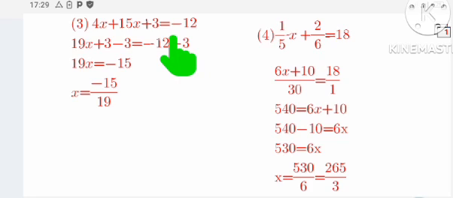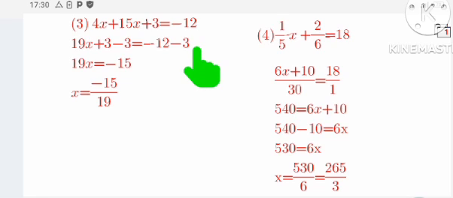Remember, the first thing we want to do is ensure that only the dependent variable is on the left-hand side, while every other thing is on the right-hand side. So, we are going to have 19x. By the time we add these two together, 4x plus 15x, we are going to have 19x. Then plus 3 minus 3 is equal to negative 12 minus 3.